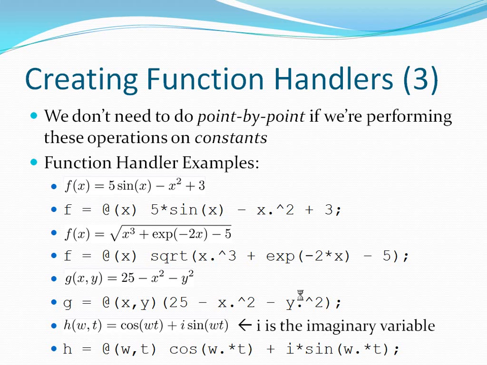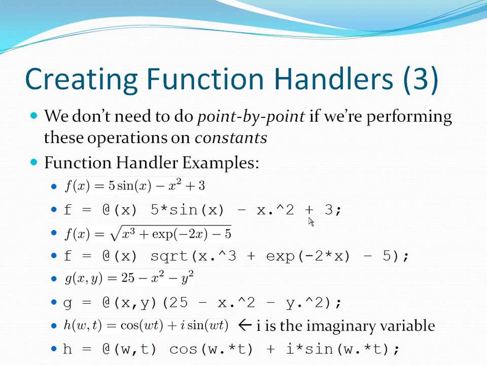For example, if I wanted to create a function which is 5 times sine x minus x squared plus 3, what you do is you create a function handler. You have the @ sign, and then you have a bracket x, right? And then you have 5 times sine x, okay, there's a constant there. And then you do minus x dot hat 2, right, which means that you're going to square, so you're doing an exponentiation, so you have to do point by point, and then you have plus 3. Okay, so you have the @ sign x, and then 5 times sine x minus x squared plus 3. So that's how you're coding the function handler.